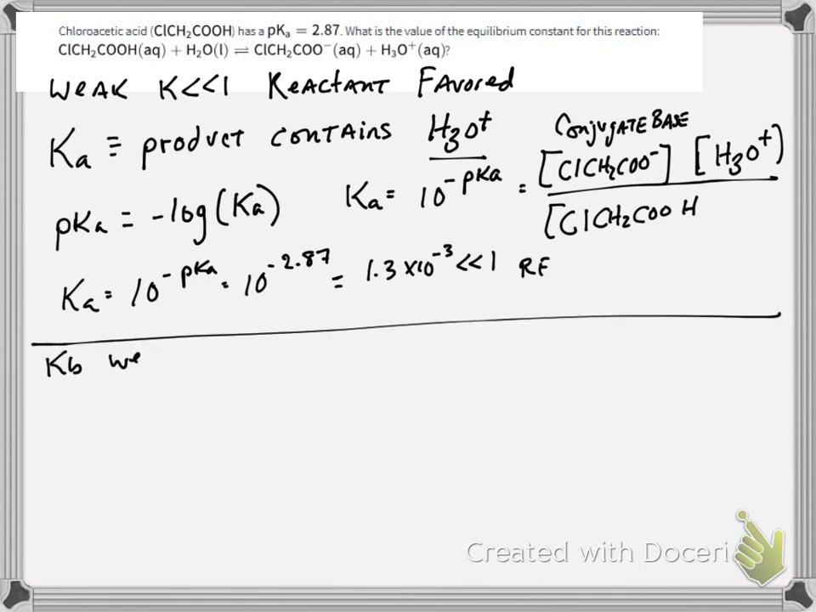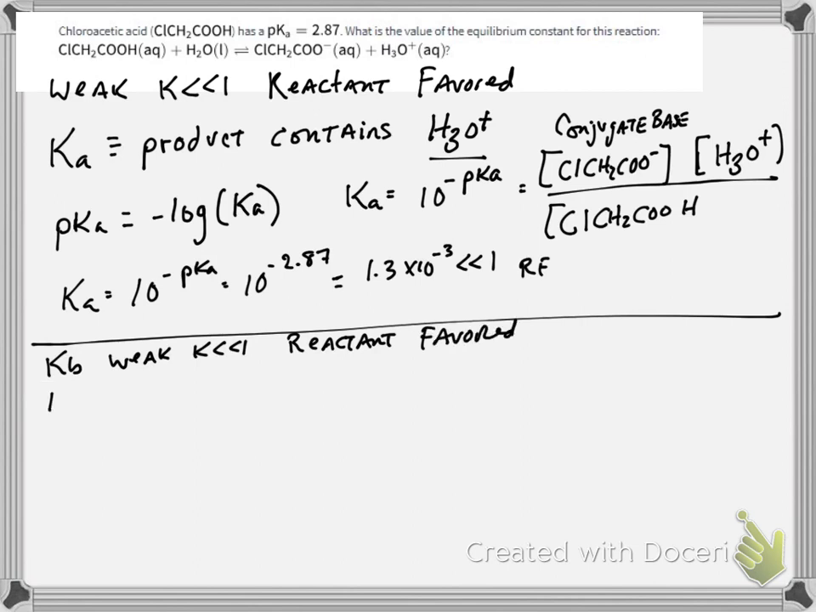Now, how is Kb involved? Well, imagine you had a problem. So let's take a look. Kb is also weak. A weak acid produces a weak conjugate base, and we can put this weak conjugate base in water also and do calculations. So let's take a look at that.